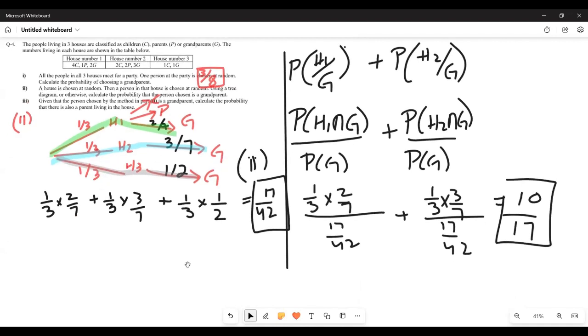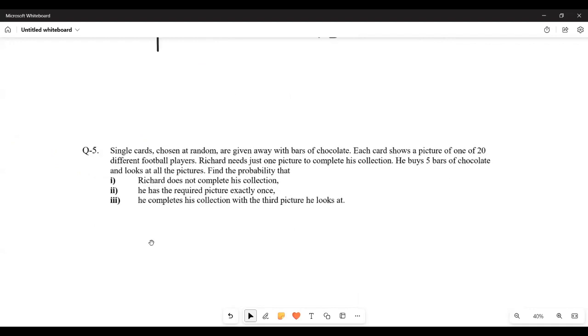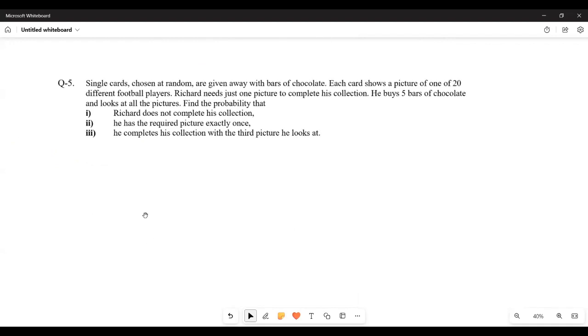Okay, moving on to the next question. Single cards chosen at random are given away with bars of chocolate. Each card shows a picture of one of the 20 different football players. Richard needs just one picture to complete his collection. He buys 5 bars of chocolate and looks at the pictures. Find the probability that Richard does not complete his collection.